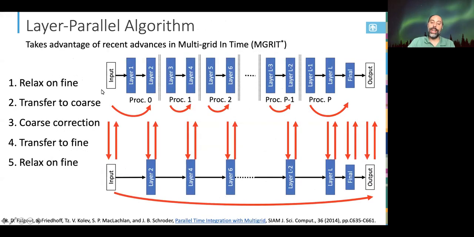One final point here, if you were to have more layers, you can recurse this algorithm. So this is just a two-level method, but if you wanted to, you could treat this in a layer parallel fashion, then go to a third level and solve a full coarse grid correction there.